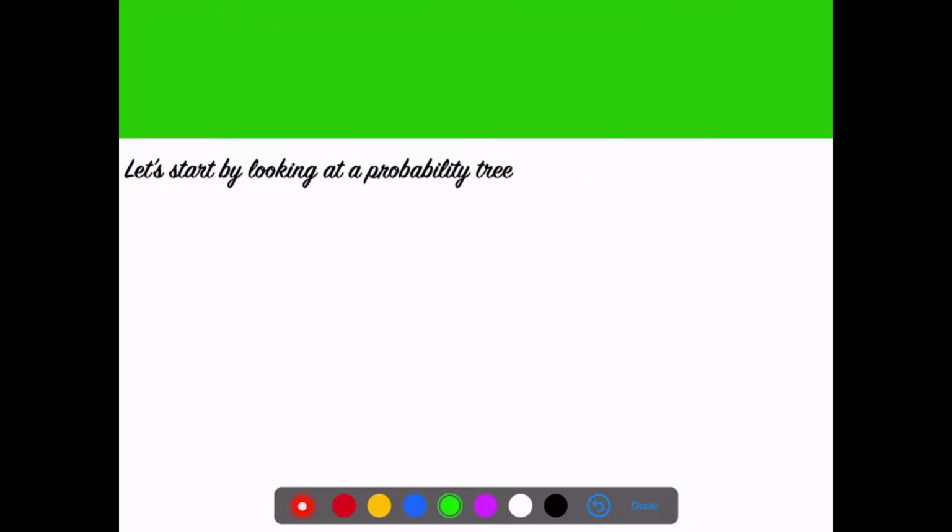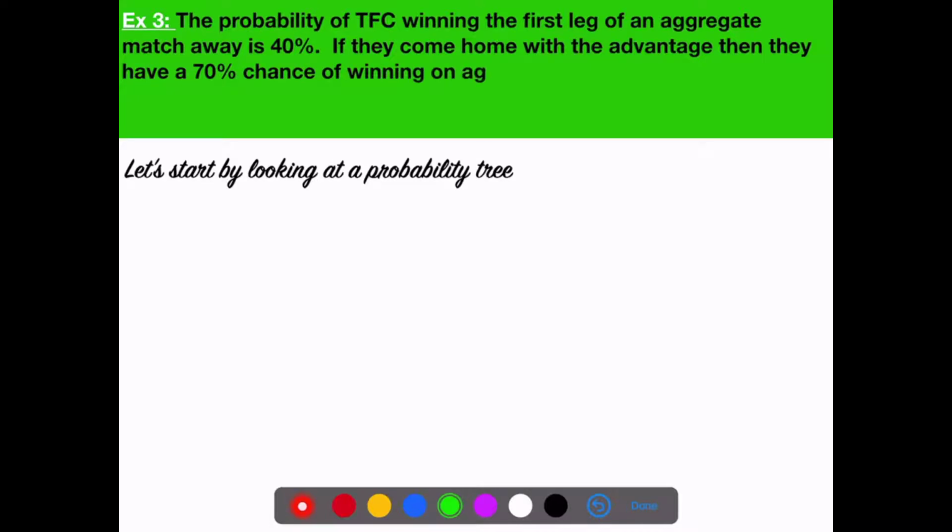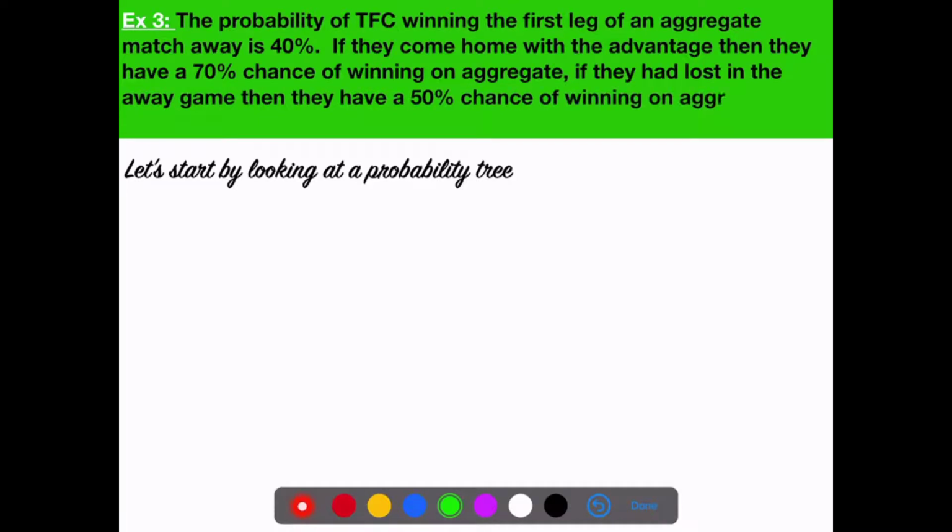Okay, let's try another one. Again, we're going to do a probability tree. This time we're going to talk about soccer. So probability of TFC, soccer team, winning the first leg of an aggregate match away is 40%. If they come home with the advantage, meaning they won that first game, then they have a 70% chance of winning overall. If they had lost in the away game, then they only have a 50% chance of winning overall. What is the probability that they win overall?